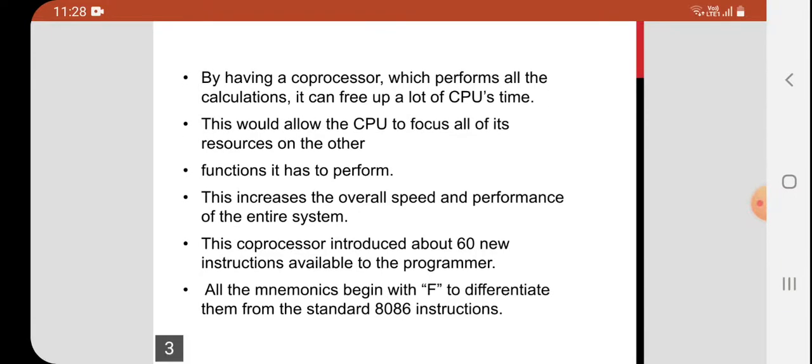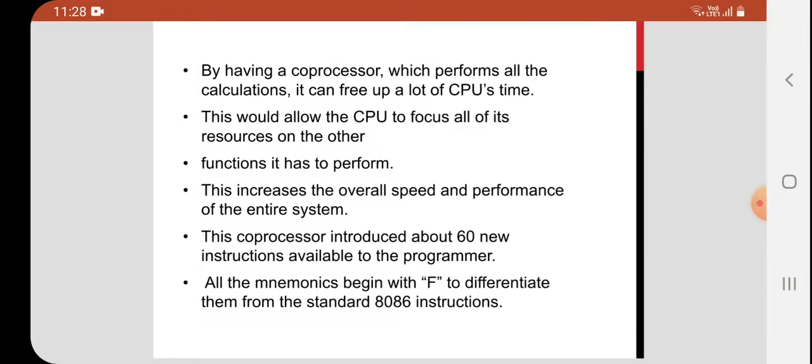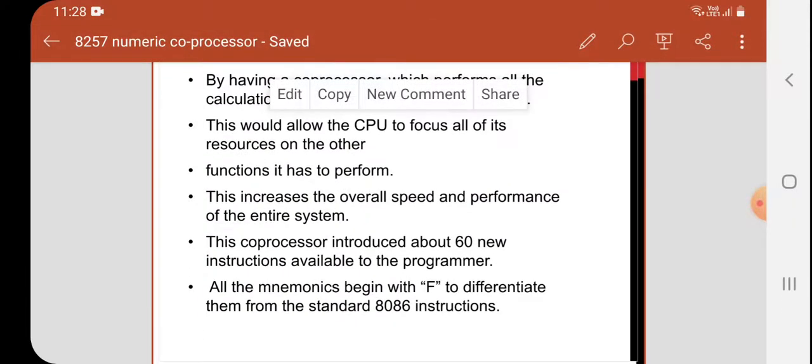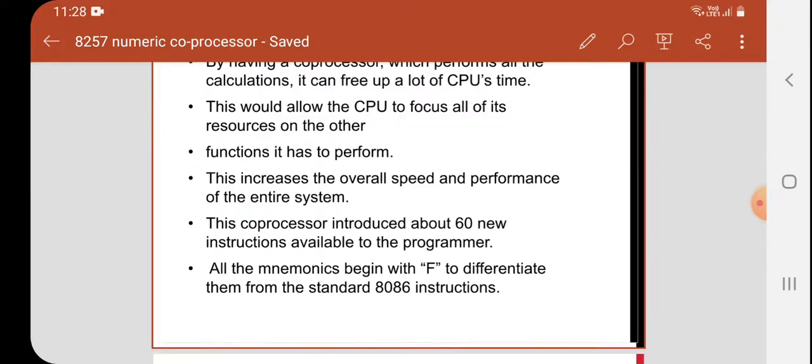So if you have a coprocessor, then the main processor can be free for some time, and it allows the CPU to increase its performance by taking up other tasks. Mainly 60 instructions are available for this 8087 coprocessor, and all the instructions start with the letter F. If an instruction starts with F, then your CPU automatically hands that instruction to the 8087.